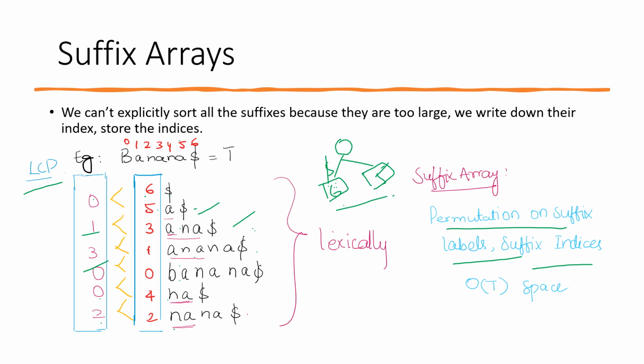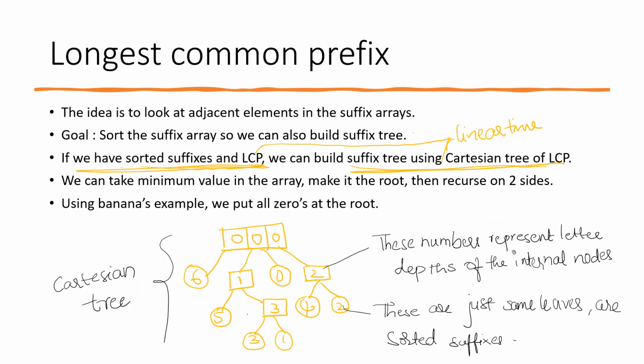A suffix array you can construct from top to bottom, which would be another permutation. So suffix arrays are nothing but permutations. This takes O of t space, because it's just the number of characters in the text t, which is m. The longest common prefix is constructed by looking at the adjacent elements in the suffix array, just like I told, where we find the common prefix and write a count.